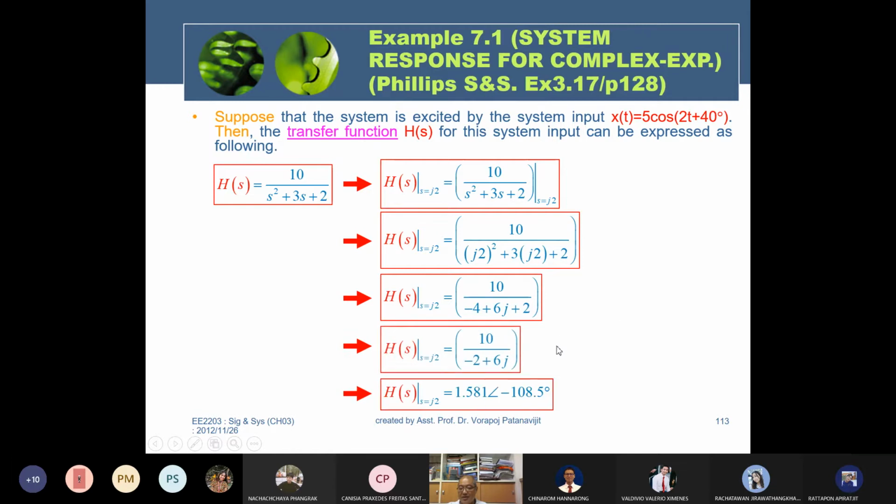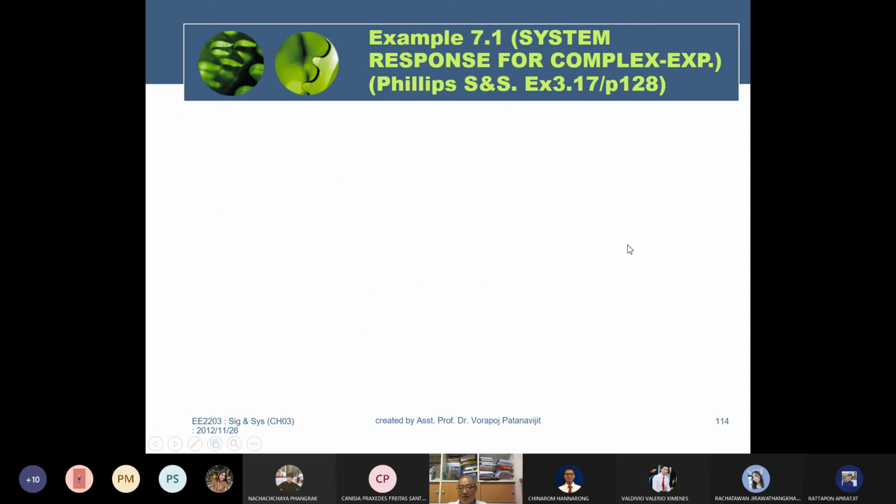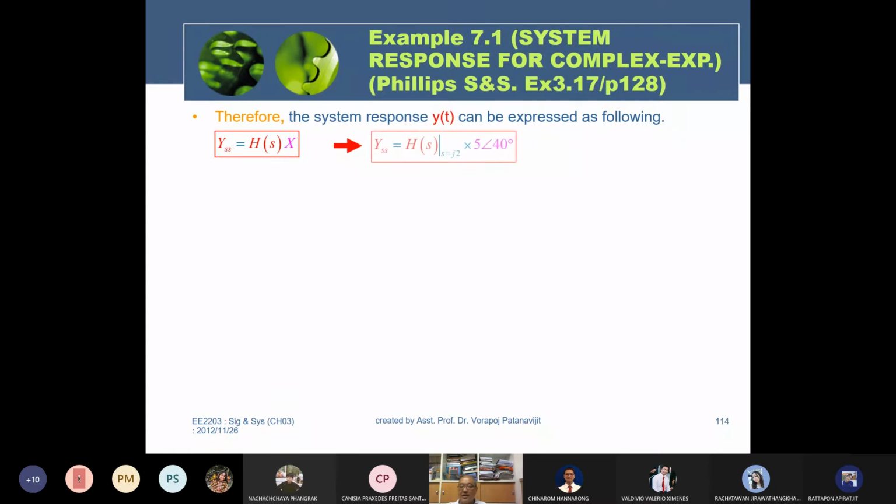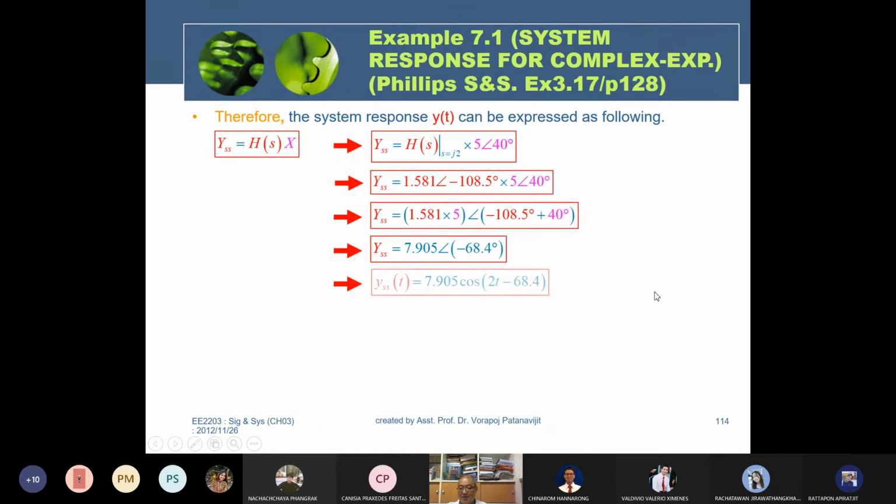At that frequency, the response will be equal to 1.5 at minus 108.5 degrees. Therefore, the system response y(t) can be expressed as follows. The input is 5 at 40 degrees, and we multiply it by the system function H(s), substituting s equal to j2, which gives you the output at that frequency.